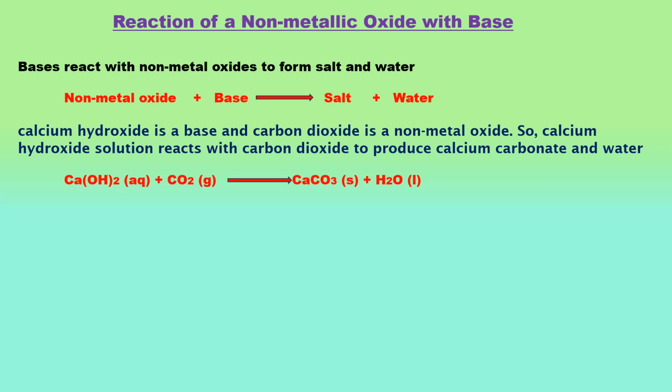Reaction of non-metallic oxides with bases. Bases react with non-metal oxides to form salt and water. Non-metal oxide plus base give rise to salt plus water. Now, calcium hydroxide is a base and carbon dioxide is a non-metal oxide. So, calcium hydroxide solution reacts with carbon dioxide to produce calcium carbonate and water. The reactions of non-metal oxides with bases to form salt and water show that non-metal oxides are acidic in nature.